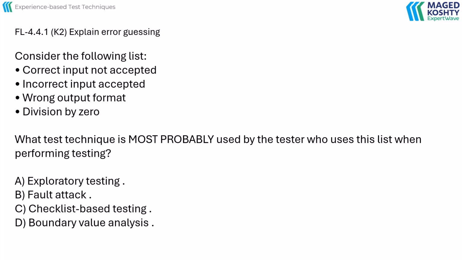Well, we use lists when we perform checklist-based testing or fault attacks. Checklist-based testing uses a list of test conditions. Fault attacks is a structured way to perform error guessing. Structured here means we use some sort of formatted input, which in fault attacks is a list of errors, defects, or failures. Our list is a mix of errors and failures, so the answer should be fault attack.